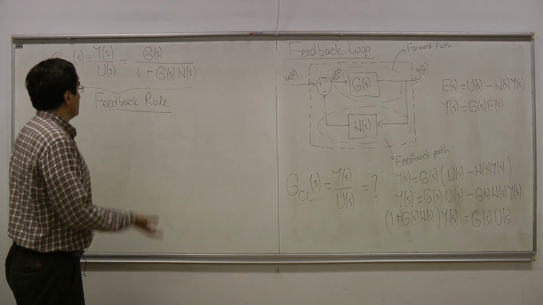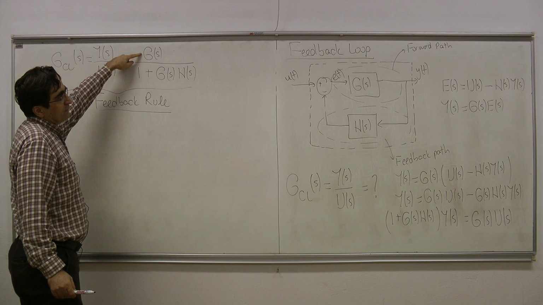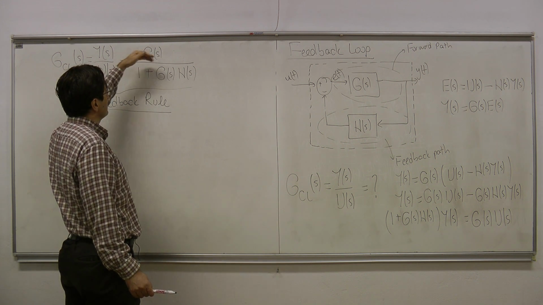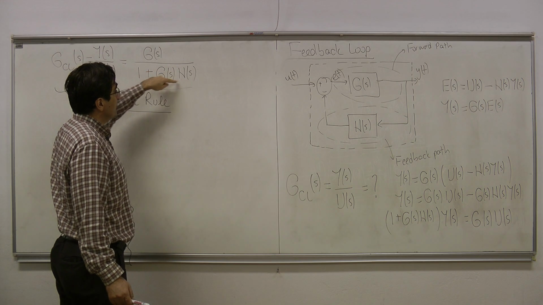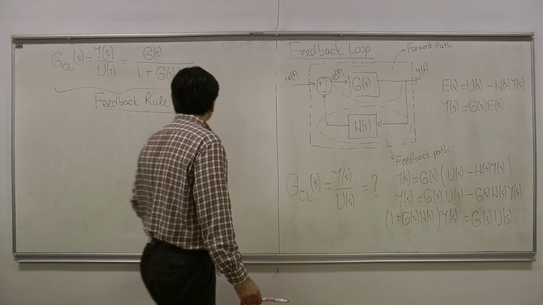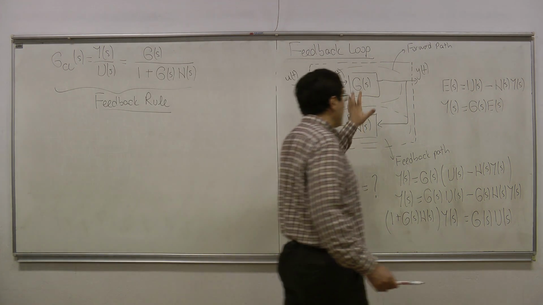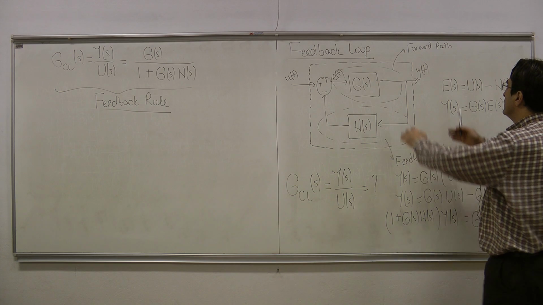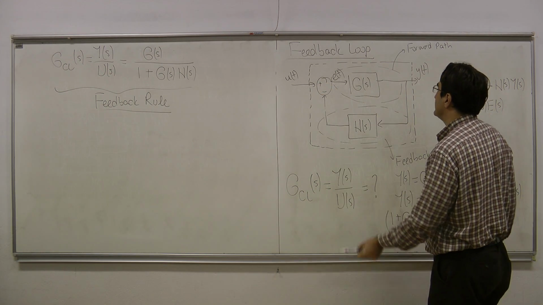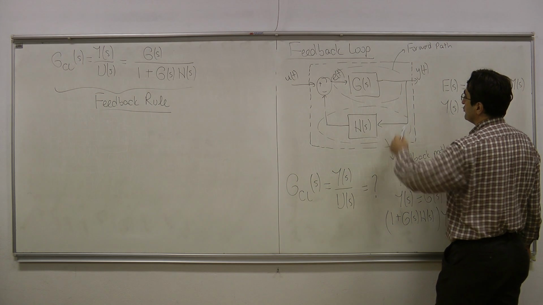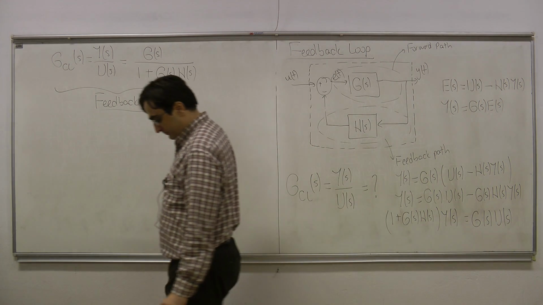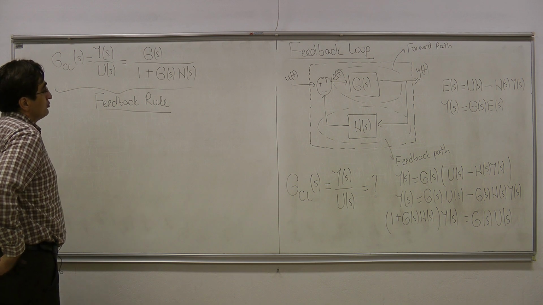Let me explain what the terms are. G is the transfer function in the forward path, divided by 1 plus everything in the loop. Everything in the loop is G times H. So the feedback rule tells us that if I have a feedback connection in this manner, the overall transfer function of such a system would be the forward path transfer function, G of s, divided by 1 plus everything in the loop, G times H, the multiplication of both forward path and feedback path transfer functions. So this is my feedback rule.